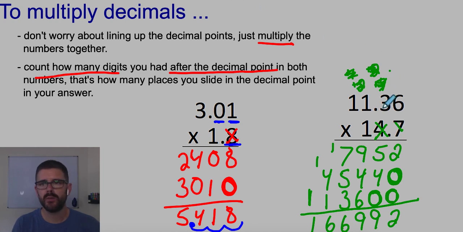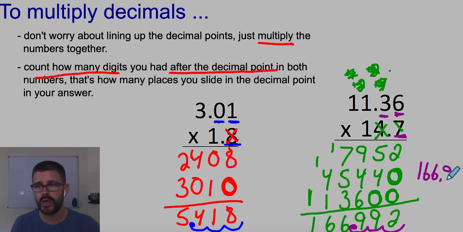Then I look at the problem. There were 1, 2, 3 decimal places in my problem. So I want to come over 1, 2, 3 decimal places in my answer. And my final answer is 166.992.